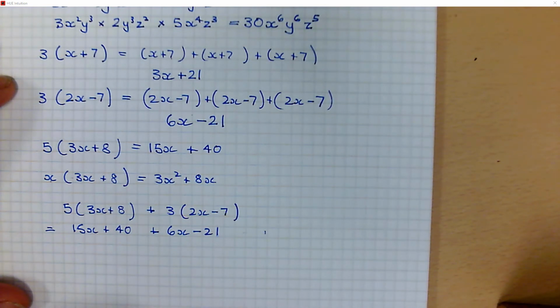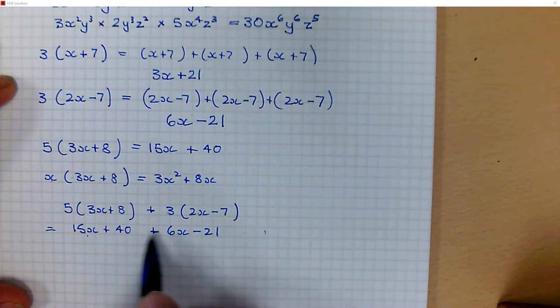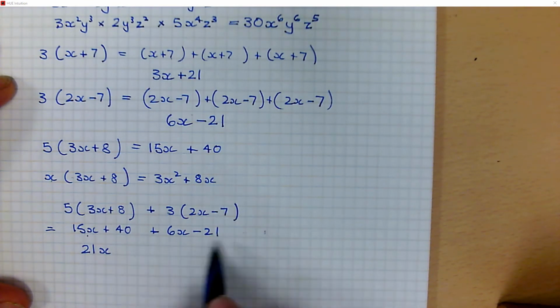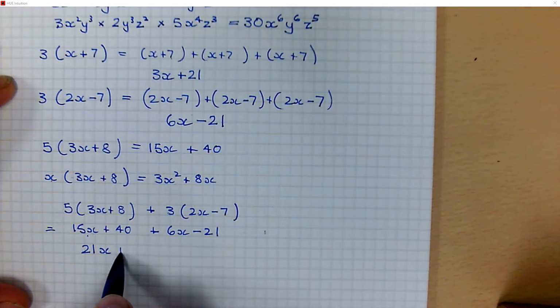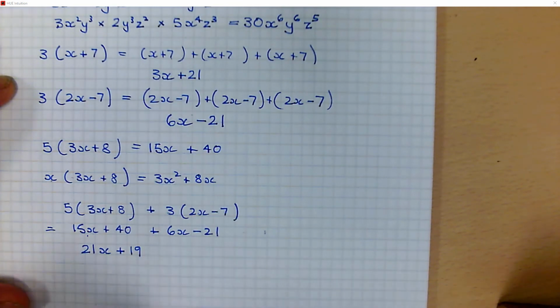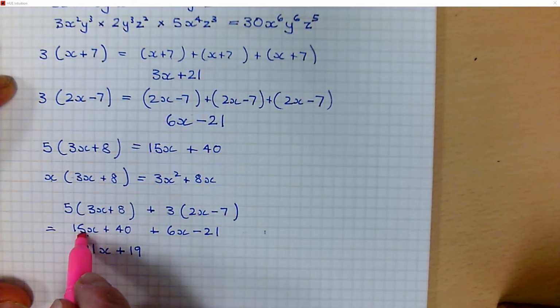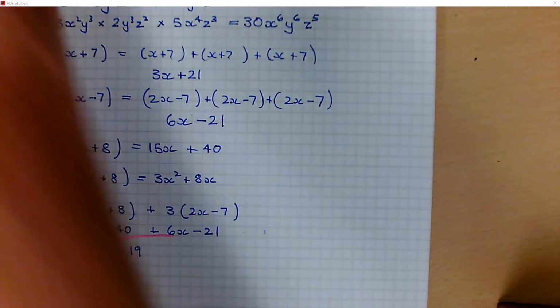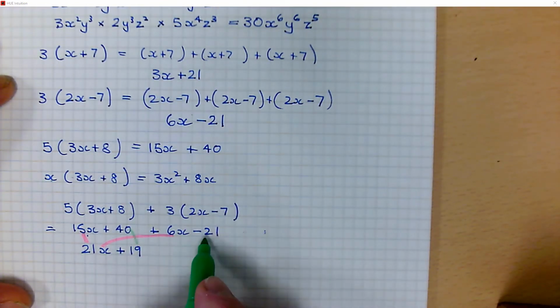We're going to do the simplify bit. And simplify just means put together things that can be put together. So a 15x and a 6x, they're both x's, they're being added together. So 15 plus 6 is 21x. Now we're adding 40, but we're taking away 21. So 40 take away 21 is 19. So we add 19. So these go together, and then these go together here.